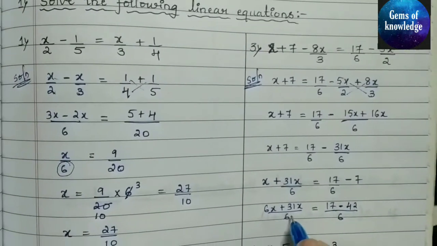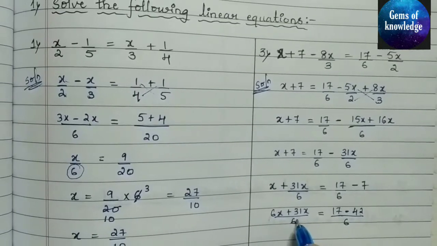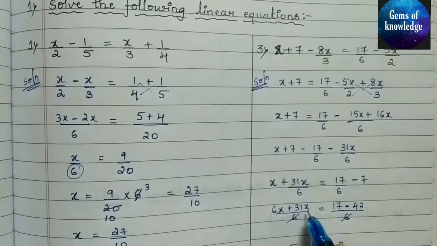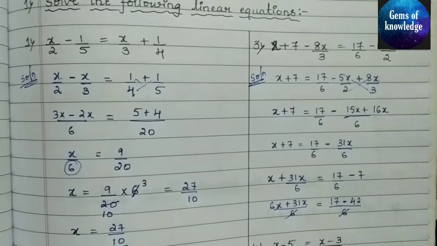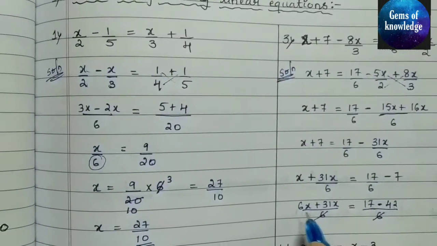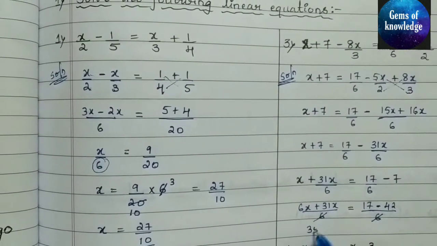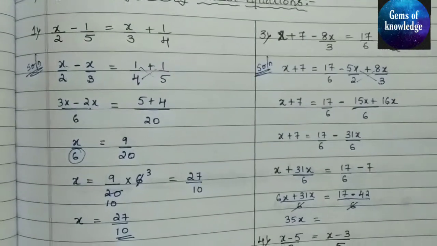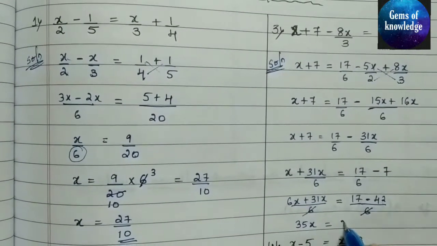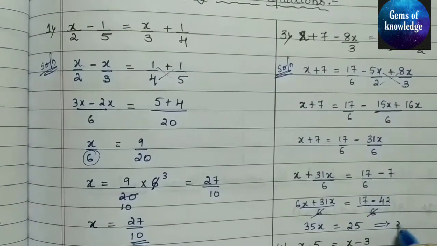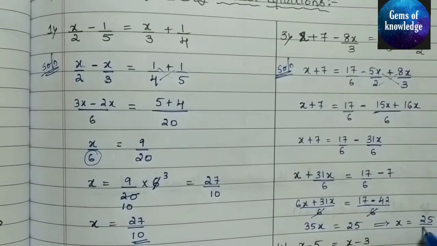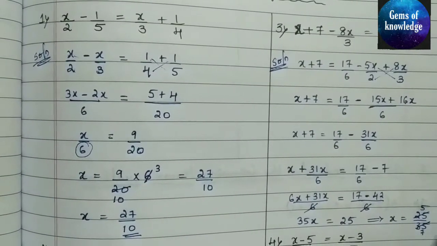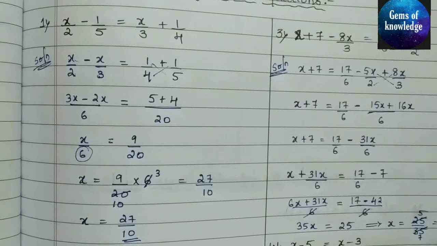Now you can see both sides we are having in the denominator 6 and 6. So let us cancel this. We are left with 6x plus 31x is equal to 17 minus 42. So here we will get 6x plus 31x is nothing but 35x, which is equal to, when we subtract these values, we are going to get minus 25. So the value of x is nothing but minus 25 divided by 35. So we can cancel this, 5 5s are 25 and 5 7s are 35. So the answer will be minus 5 by 7.